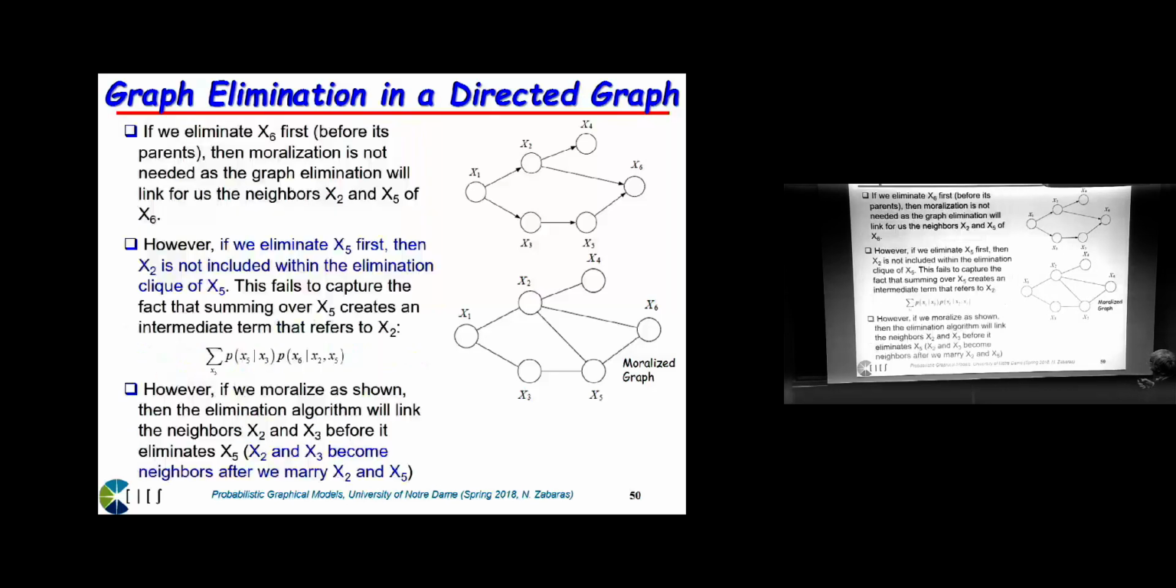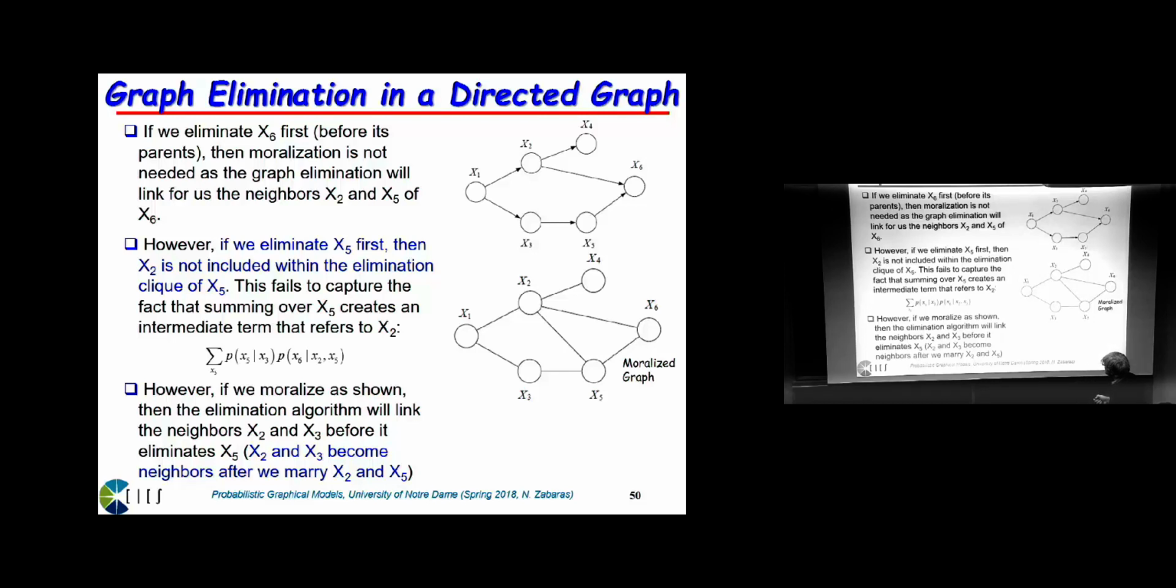So let me show you the calculation. This is the undirected graph. If I'm going to eliminate x5, we need to sum on x5 the following conditional distributions: x5 given x3, and x6 given x2 and x5. We agree? This is from the directed graph. So one way or another, this is the calculation that we need to do.